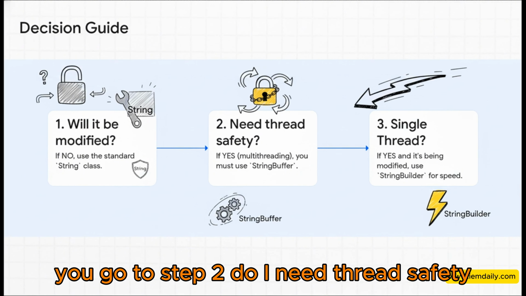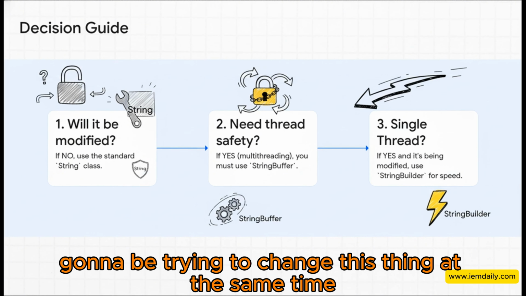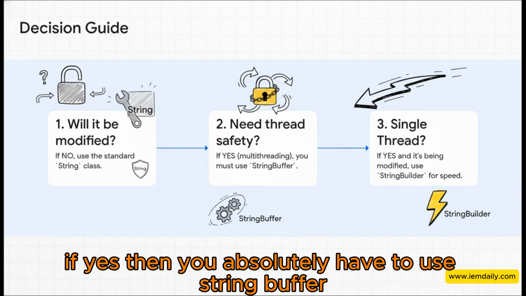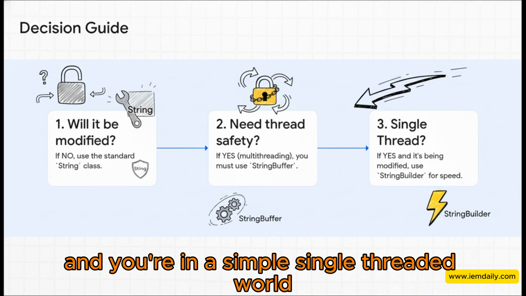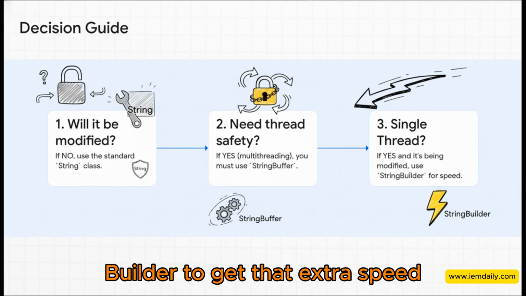Do I need thread safety? Are multiple threads going to be trying to change this thing at the same time? If yes, then you absolutely have to use StringBuffer. But if you're modifying the string and you're in a simple single-threaded world, then you should always reach for StringBuilder to get that extra speed.